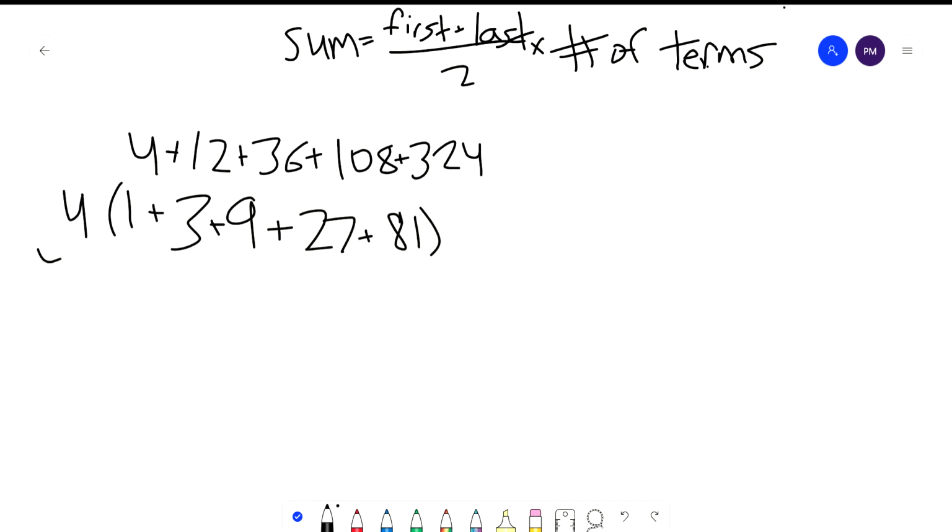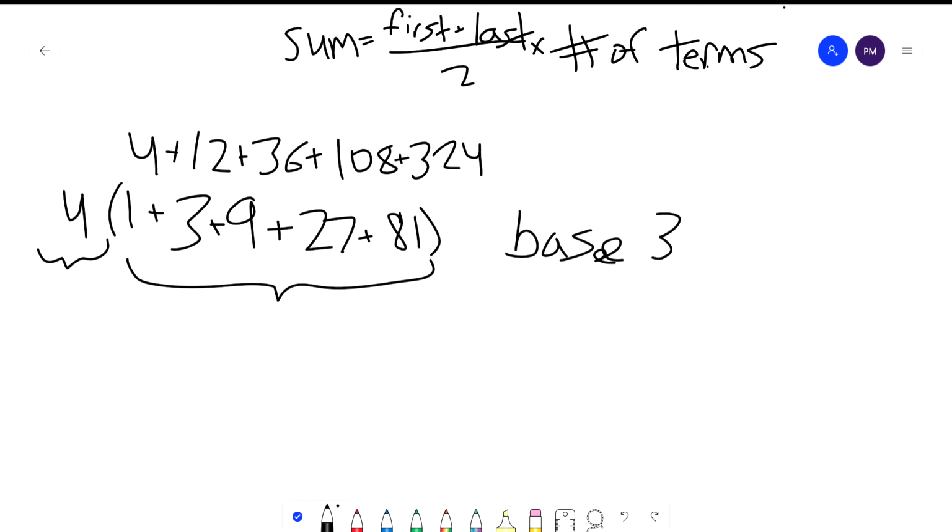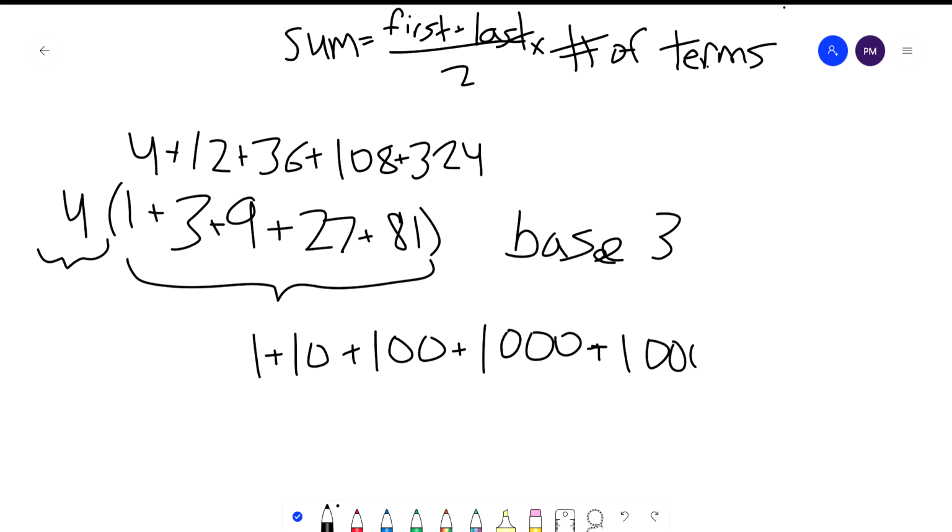So let's just ignore this 4 and let's take this sum. So if you write everything in base 3, we get that it's 1 plus 10 plus 100 plus 1000 plus 10000, and all of this is in base 3. Then we get 11111 in base 3.